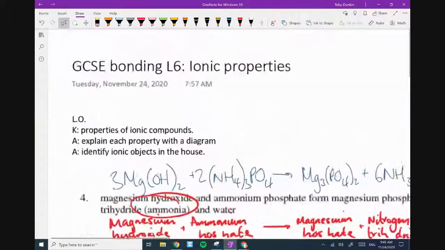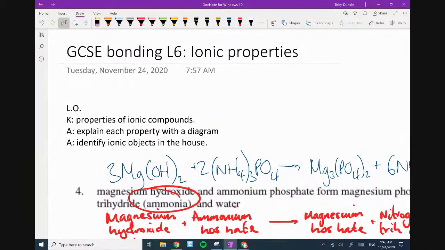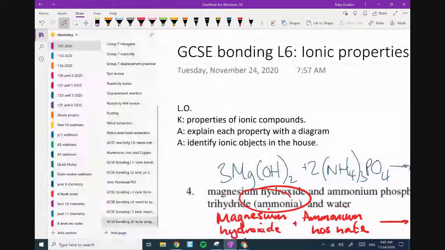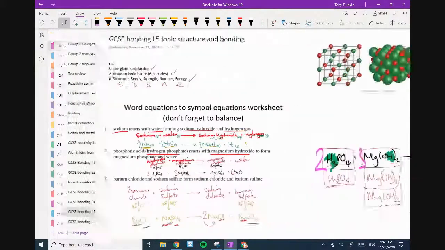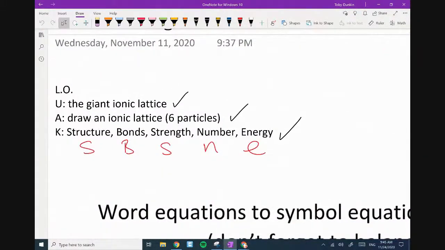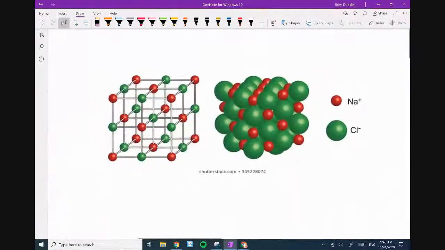Right, today's lesson. Let's move on. Let's speed this up. So we're on to bonding lesson 6, which is ionic properties. Last lesson, and I know we didn't do this one on YouTube, we achieved these 3 learning objectives. We talked about ionic compounds having this giant ionic lattice structure. And we looked at the pictures that we saw.